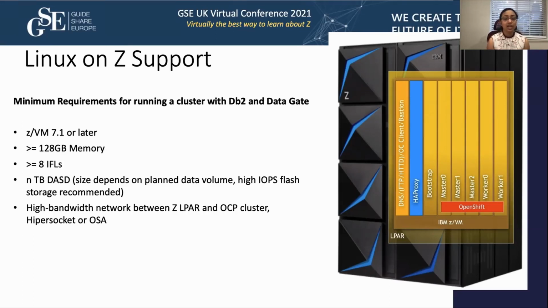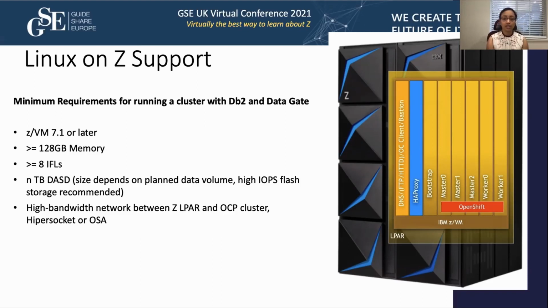Now the last part is the support itself, Linux on Z. What is listed here are the minimum requirements for running a cluster with DB2 and DataGate. On Linux on Z, we need z/VM version 7.1 or later, at least 128 gig of memory, and at least 8 IFLs. The terabyte of DASD depends on the volume of data that you're going to handle, and also a high bandwidth network between the zLPAR, where the DB2 source is, and the OCP cluster.